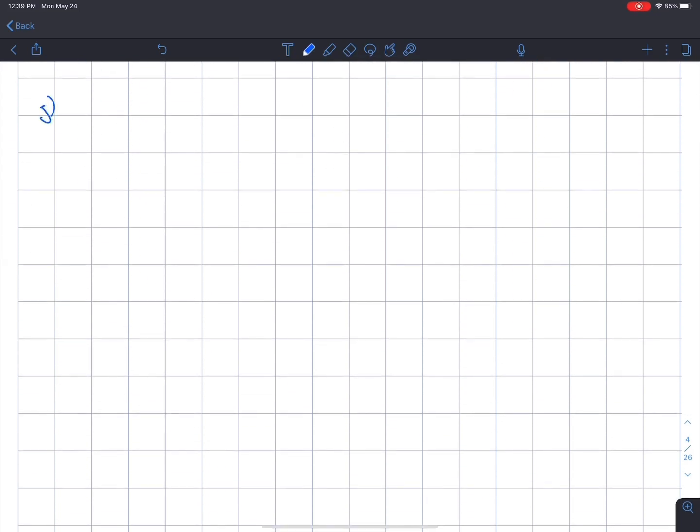Next one is G. We have 10 over 5 equals D over 10.5. Simplify when we can. Divide this by 5 to get 2. Divide this by 5 to get 1. And then we cross multiply. 2 times 10.5 equals D times 1. So D equals 21.